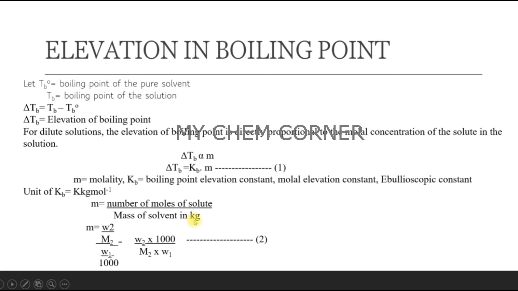Then we have mass of solvent in kilogram. So mass of solvent is W1 divided by 1000, because whichever question we get, the value is always going to be in grams only. So you have to divide it by 1000, so you get it converted to kg. When I simplify the entire thing, I get this formula, which is given as equation 2. Now I'm going to put this entire equation instead of m in equation number 1.